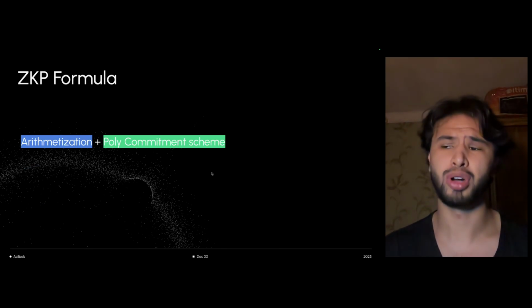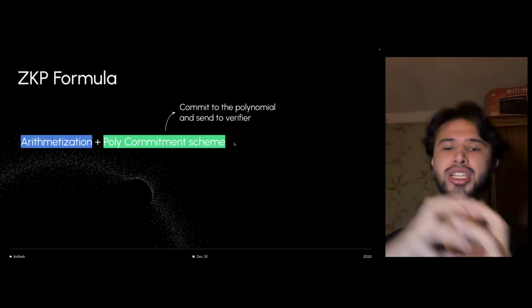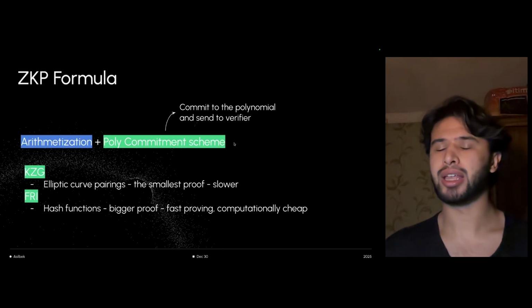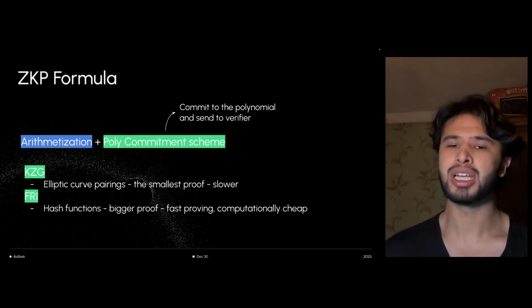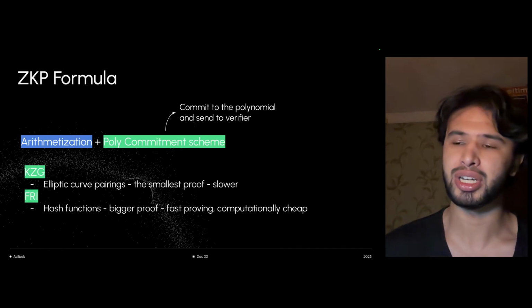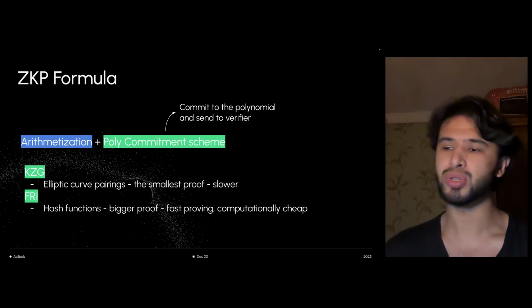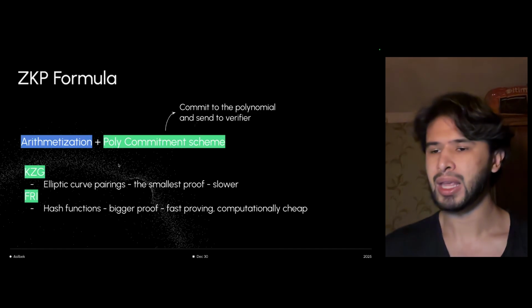Let's talk about polynomial commitment schemes. It's technically taking this polynomial, committing to it and sending it to the verifier. We have KZG, which is usually used in SNARKs, an elliptic curve based pairing. It generates small proofs, but there's a problem. Elliptic curve pairings are expensive for the CPU, that's why generating it is a bit slower, but the verification is going to be fast.